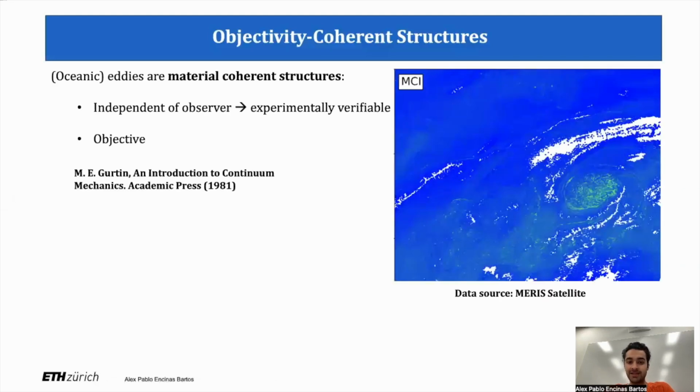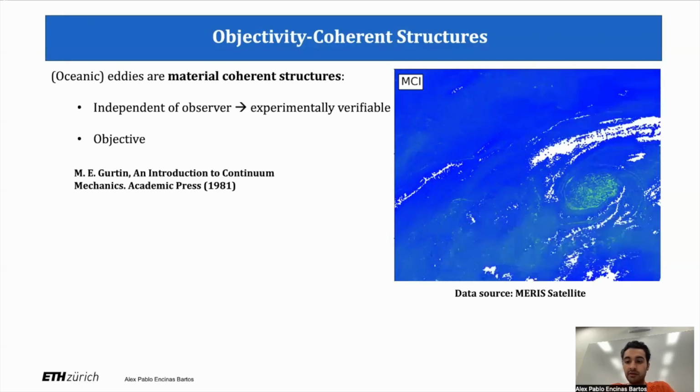Well, oceanic eddies are generally material coherent structures. So they need to be independent of the observer, which implies that they are experimentally verifiable. What all this means is that whatever theory or method you come up with to extract these eddies from sparse drifter data, it had better be objective.